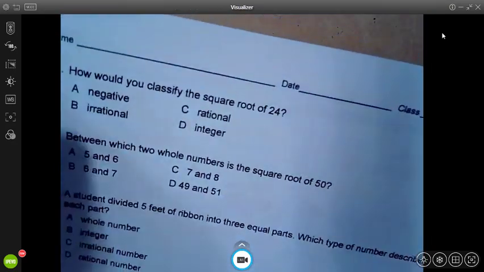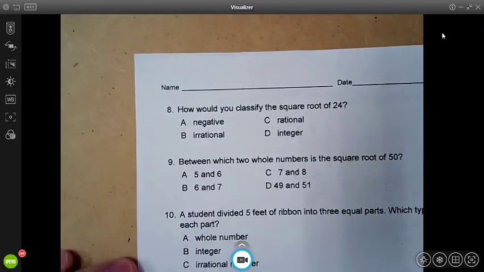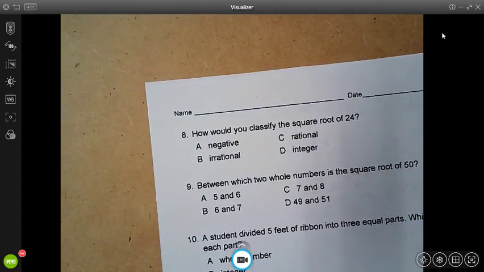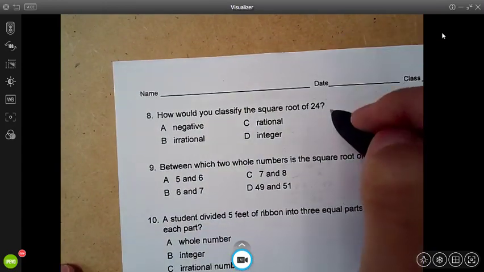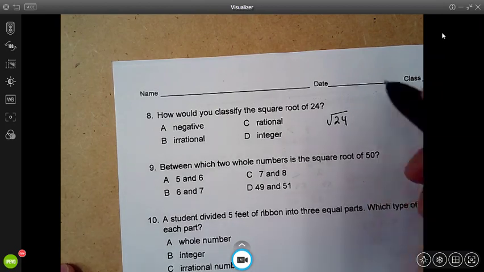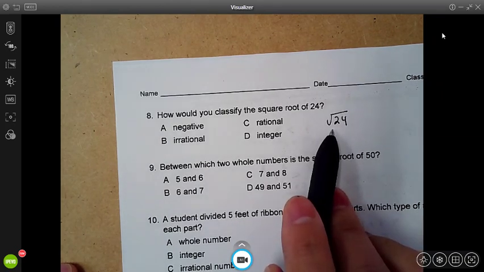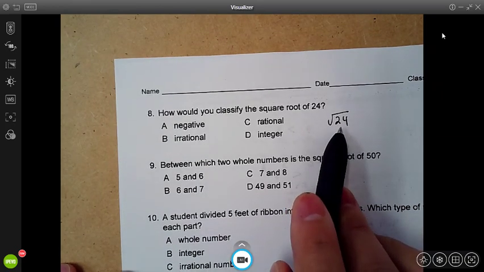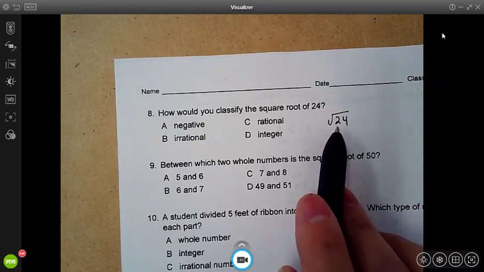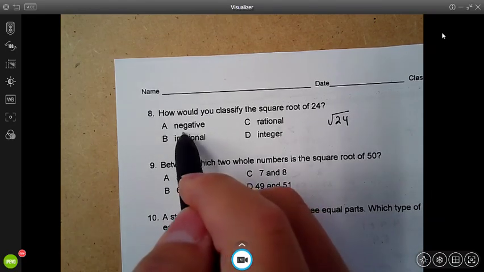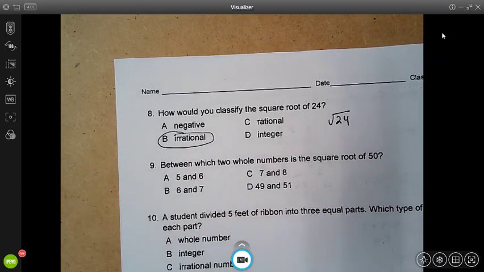All right, number 8, how would you classify the square root of 24? Well, the square root of 24 is an imperfect square. It's going to turn out to be a non-terminating, non-repeating decimal. So that's one of our visual indicators of irrational numbers. So the square root of 24 is an irrational number.